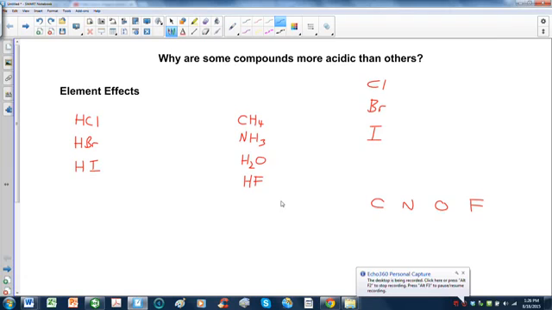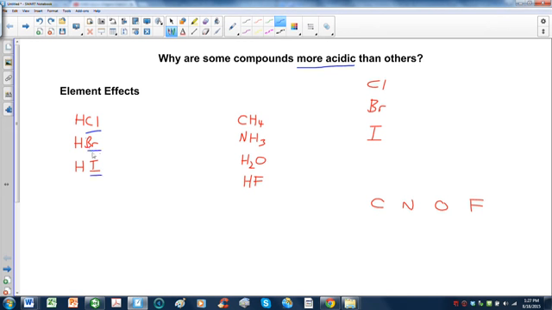Alright, so we're going to talk really quick here about the question of why some compounds are more acidic than others. Now it turns out there's a bunch of different reasons for this. There's in fact 4 main reasons. We're going to go through them each in turn. The first one is so-called element effects, and by element that means the atom that's directly connected to the hydrogen.